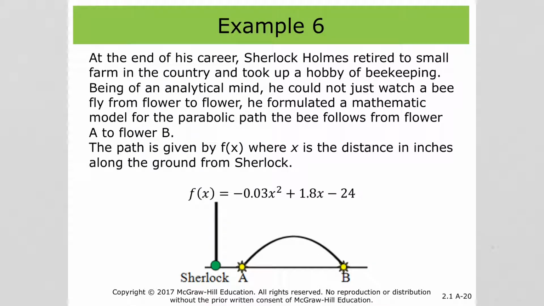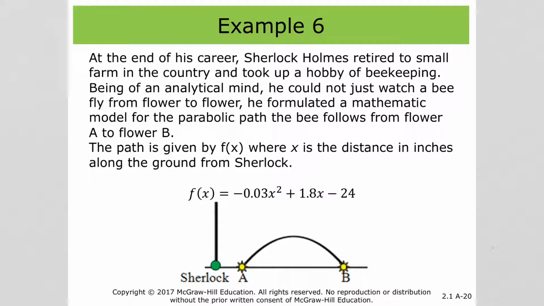Example 6, we have a word problem. It says, at the end of his career, Sherlock Holmes retired to a small farm in the country and took up a hobby of beekeeping. Being of an analytical mind, he could not just watch a bee fly from flower to flower. He formulated a mathematical model for the parabolic path the bee follows from flower A to flower B. I wonder if he actually really did that. Interesting.